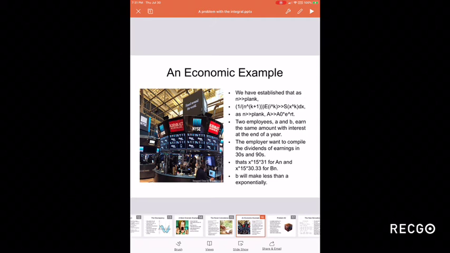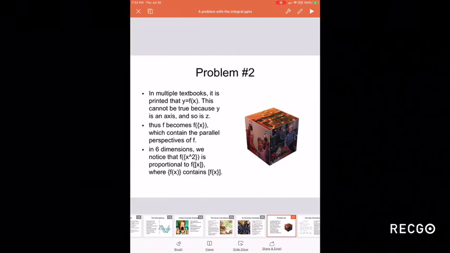The employer wants to compile the dividends of earnings in 30ths for A and 90ths for B. That's x times 15 times 31 for A and x times 15 times 30.33 for B. B will make less than A exponentially. So if you plug in A0 and do the math, and then you plug in B for A0 and do the math, you see that A is rising faster than B exponentially.